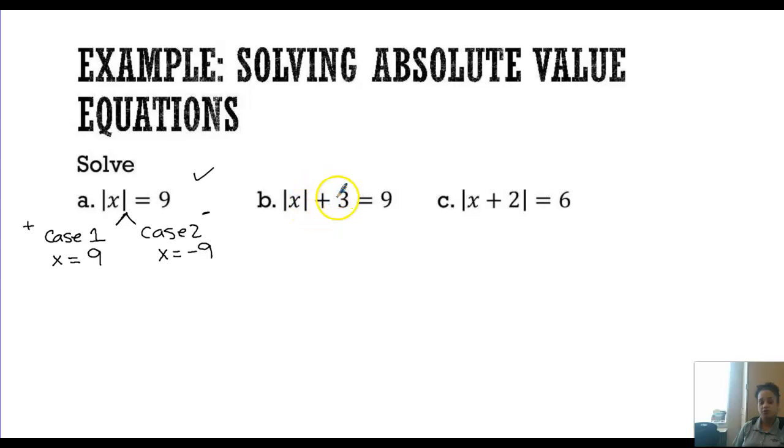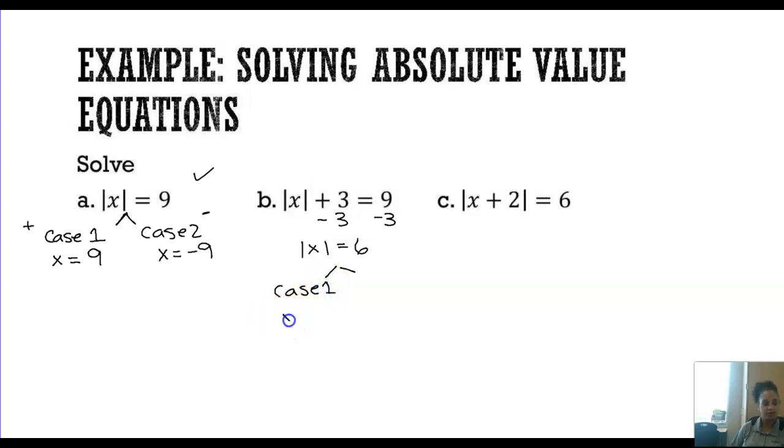So whenever we move to letter B, remember what we have to do is absolutely isolate the absolute value braces before we start. In order to isolate, I need to move this 3. To move it, I do the inverse operation, which is subtraction. So the absolute value of x equals 6. My absolute value is isolated, so I can take my two cases. Case 1, the positive case.